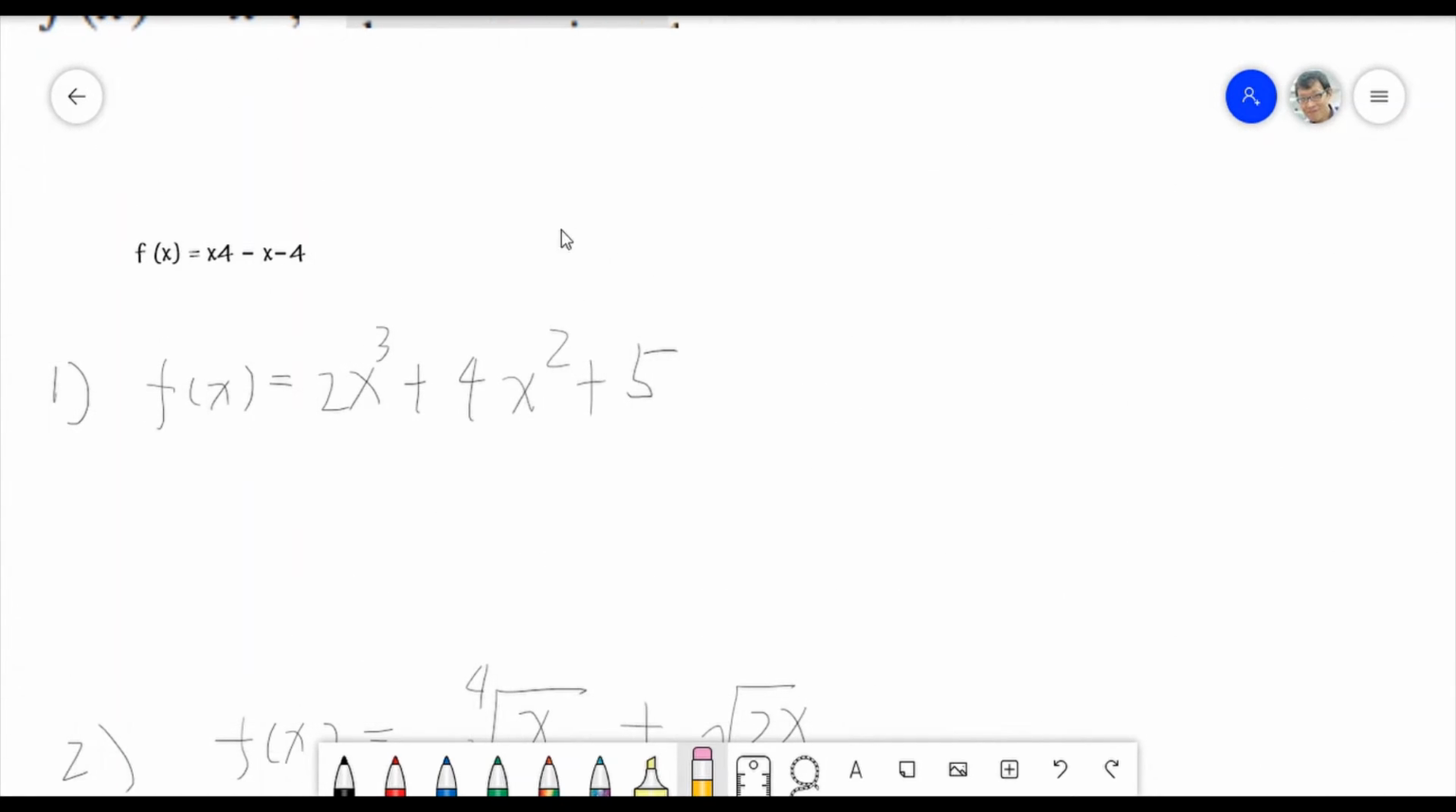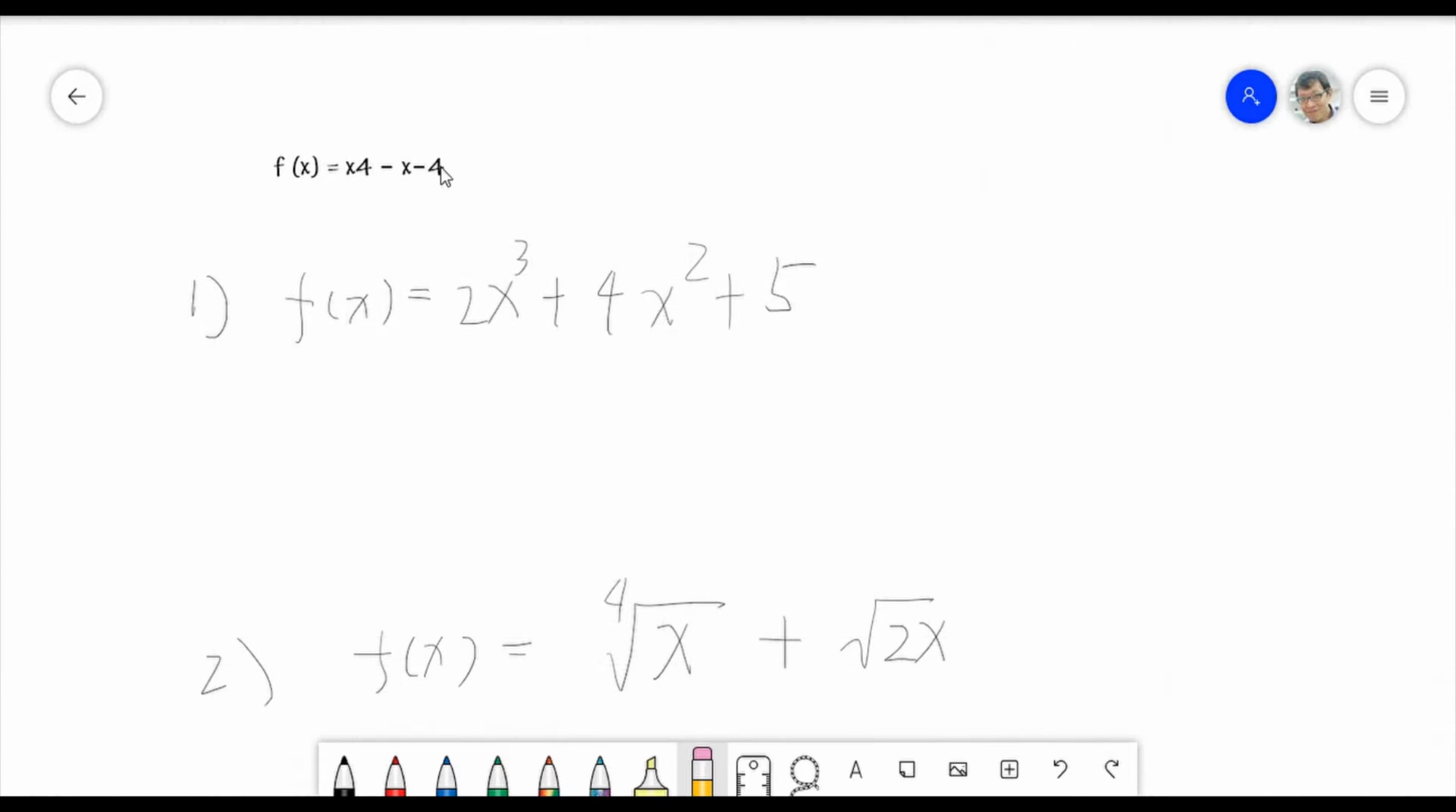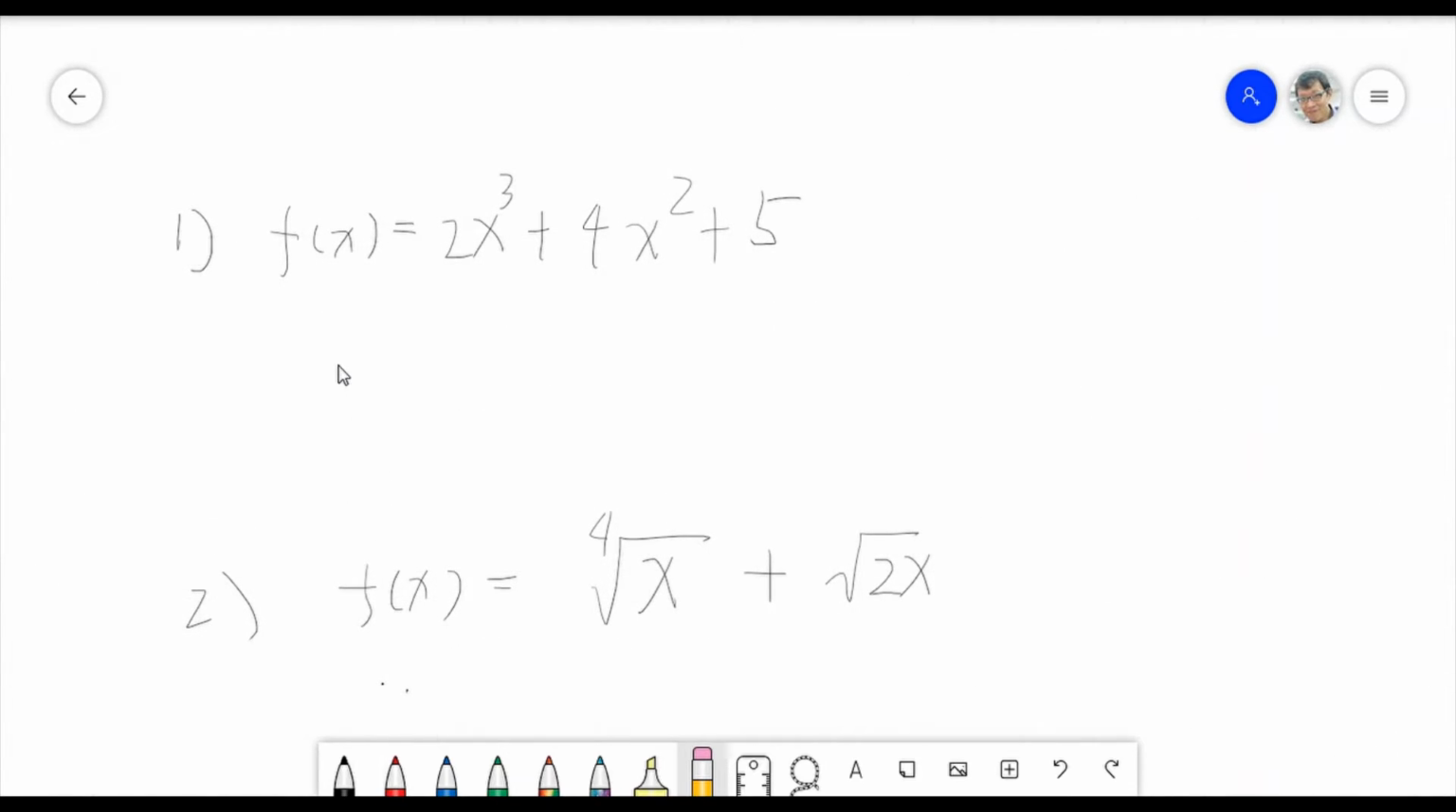Okay, first let's look at here. We have a curve. The equation here is f(x) is 2x to the third power plus 4x squared plus 5. So how do you get the derivative? Okay, so it's doing like what we just learned.